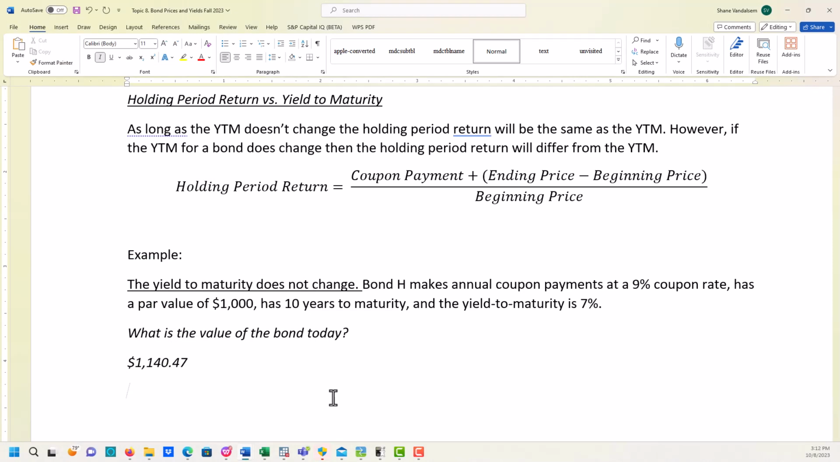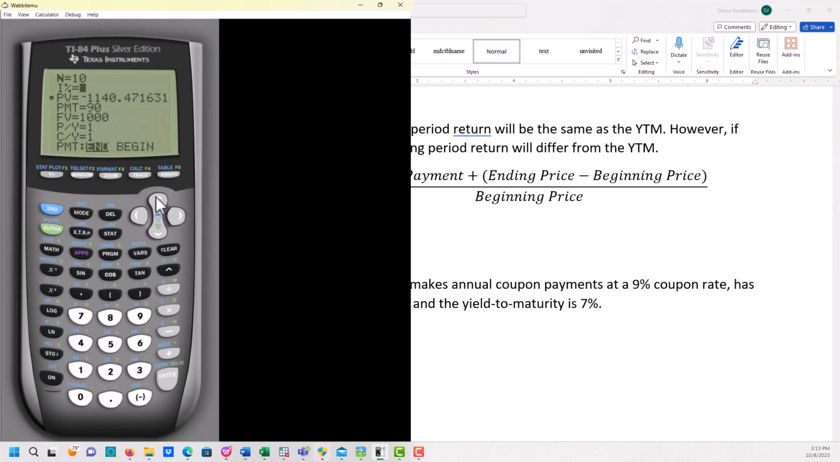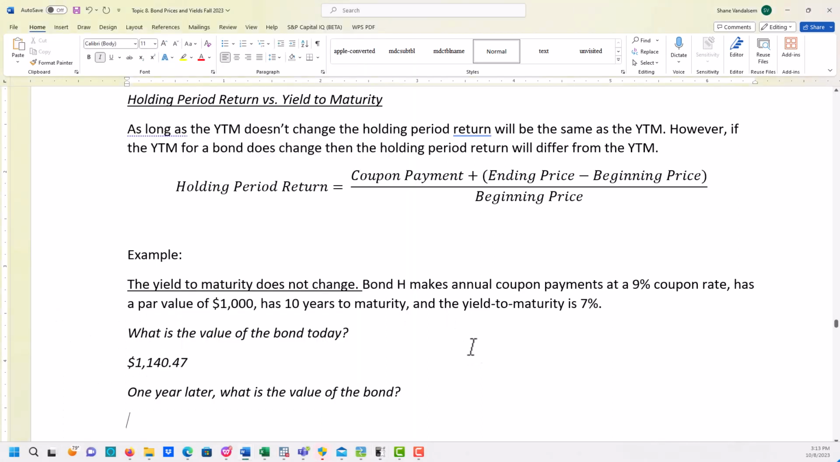So let's fast forward a year now. One year later, what is the value of the bond? The only thing I need to change here is the N. Now we're going from having 10 years left to maturity to 9 years left to maturity. So my N is equal to 9. And now I'm going to change my present value. I'm going to press alpha and then enter. And now it says that the value of that bond today is $1,130.30. So not a huge change. It went down in value by about $10, so $10.17.